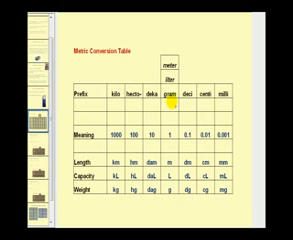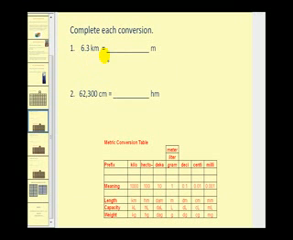So let's take a look at some specific examples on how we're going to do this. If we want to convert kilometers to meters, we will first identify the given units of measure in the table and then identify the unit of measure that we want to convert to. On number 1, we want to convert from kilometers to meters. So we're going from a larger unit to a smaller unit.